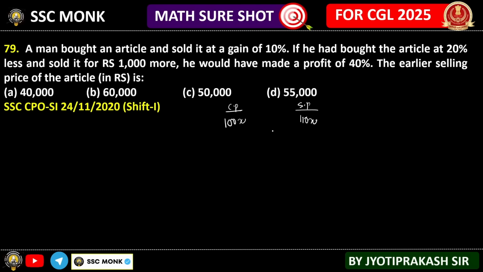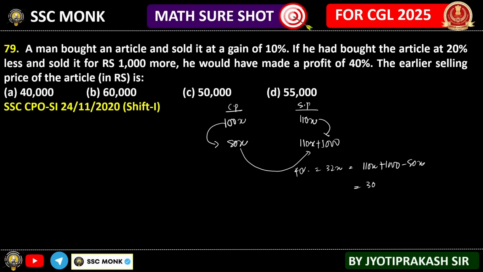Now he is saying if he had bought at 20% less, that means at 80x, and sold it at 1000 more, that means 110x plus 1000 more, he would have made a profit of 40%. 40% of this is equal to 32x. So 32x is equal to 110x plus 1000 minus 80x, that is equal to 30x plus 1000.